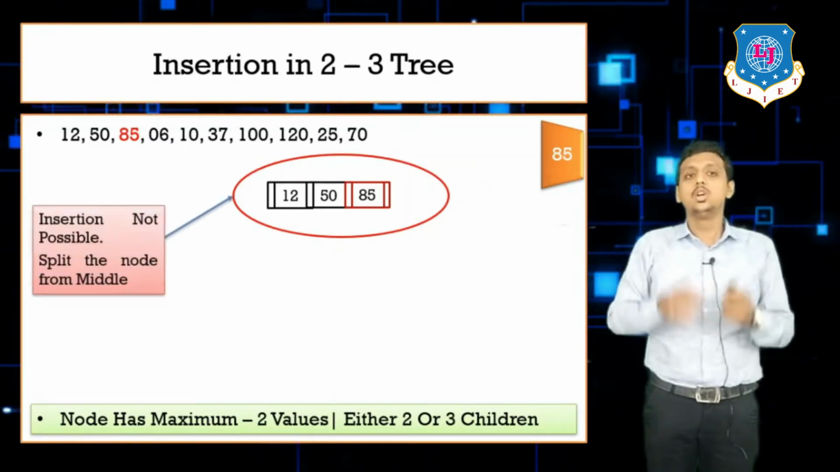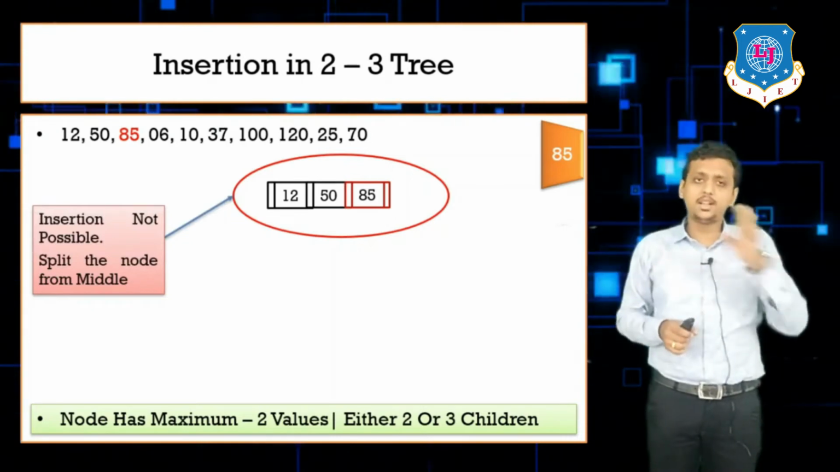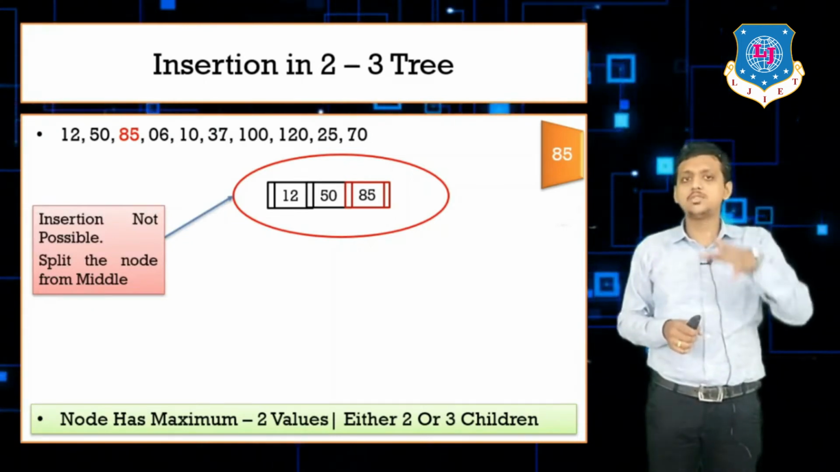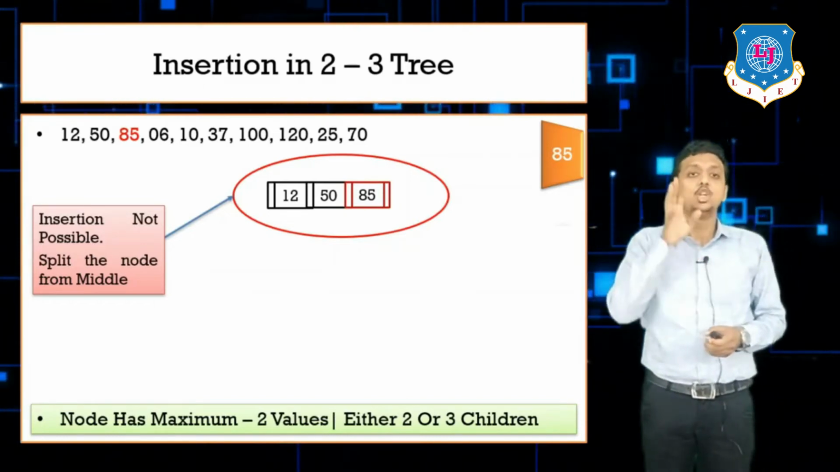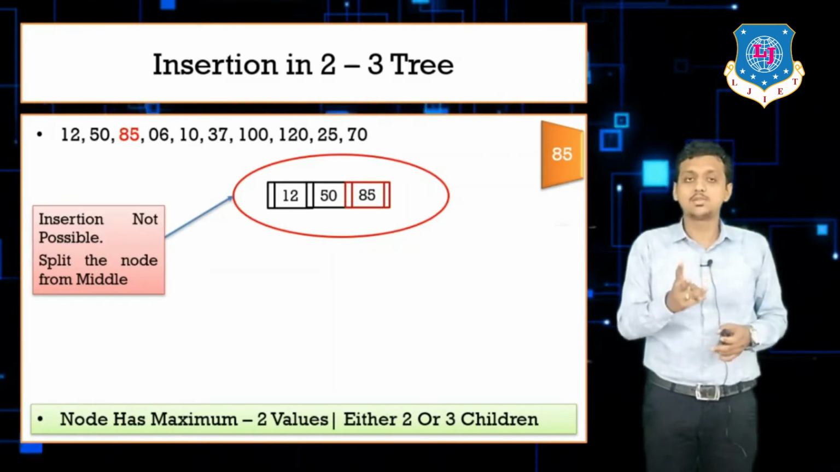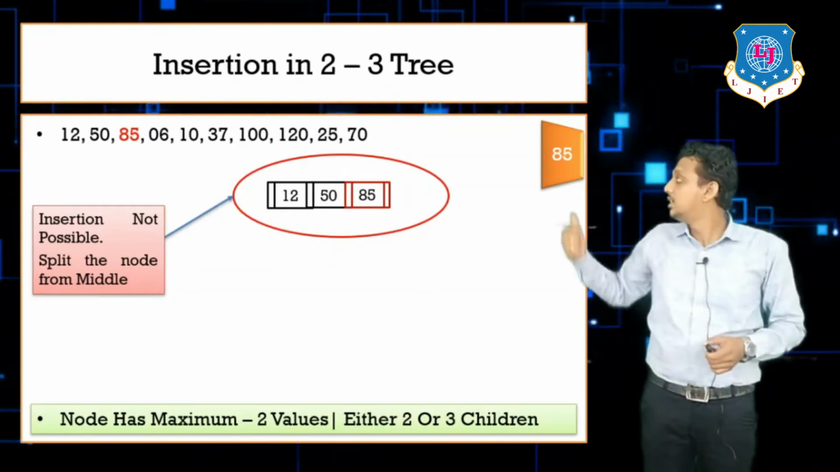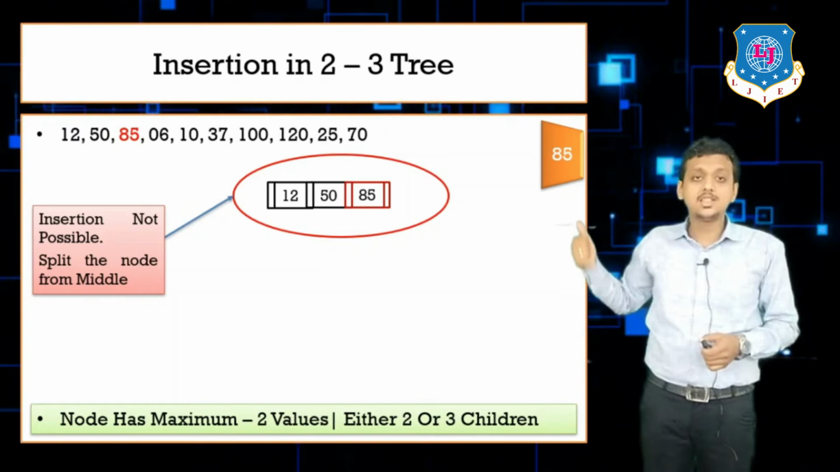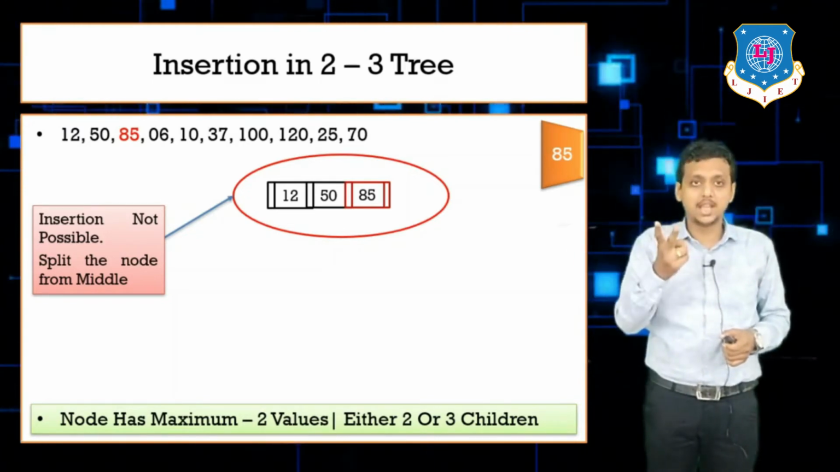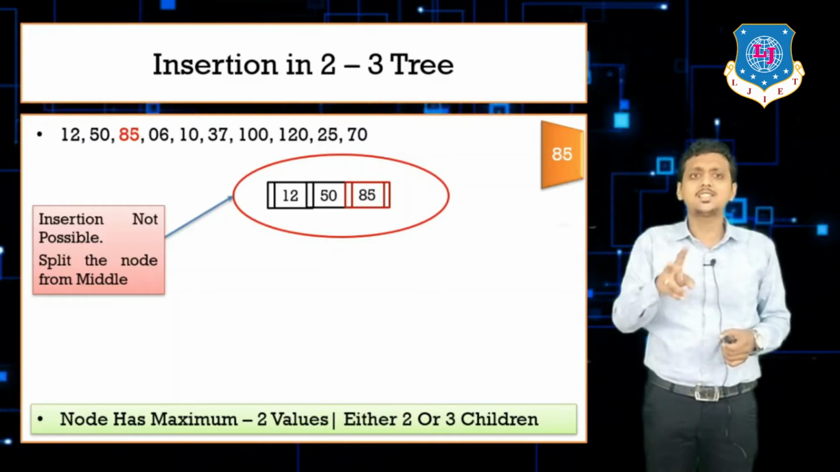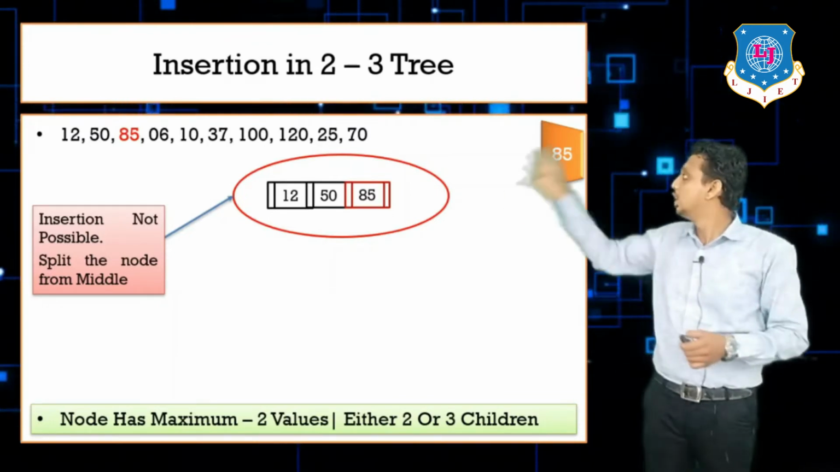I just need to split it from the middle term. See, in our B-tree insertion examples, maybe you have seen the example which contains order 4. At that time, you insert a maximum of 3 values, so you can easily get the middle term. But this is of order 3, so here only 2 values are there. So you cannot tell from which value I need to split the node.